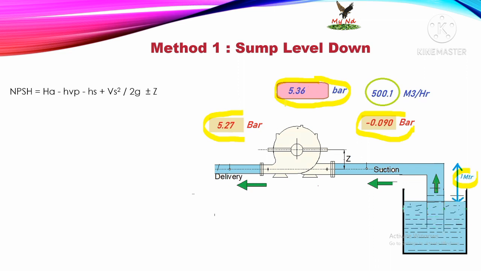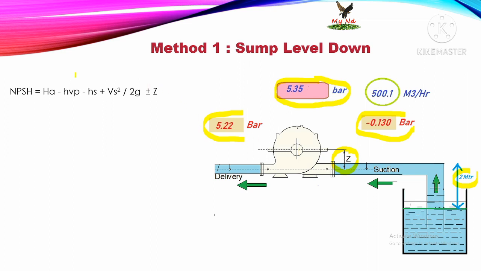So what is the NPSH formula? NPSH is equal to atmospheric pressure minus vapor pressure minus suction head plus V square upon 2g of the suction pipe, plus or minus Z. Here Z is the impeller center to suction center height, because our impeller datum and suction datum are different. So we find the NPSH at the impeller center, so we consider Z here.